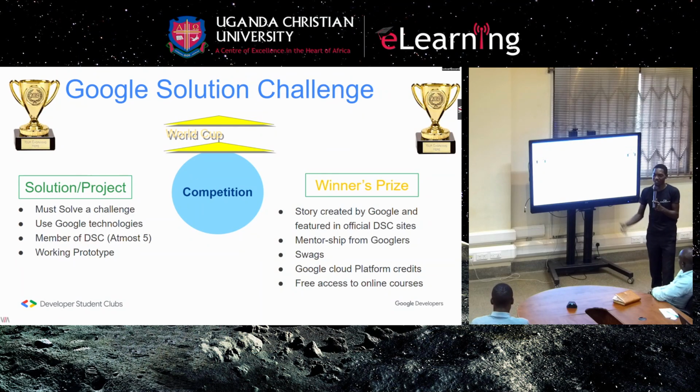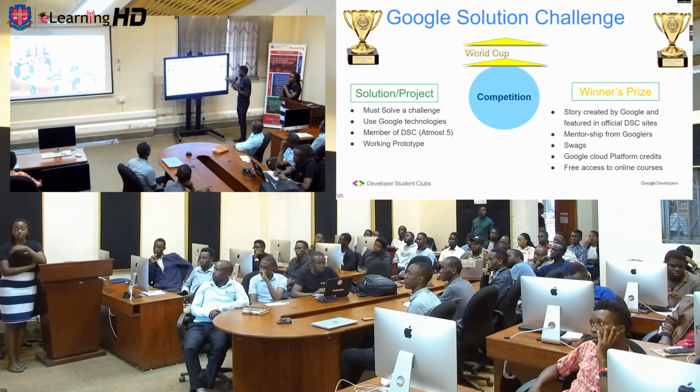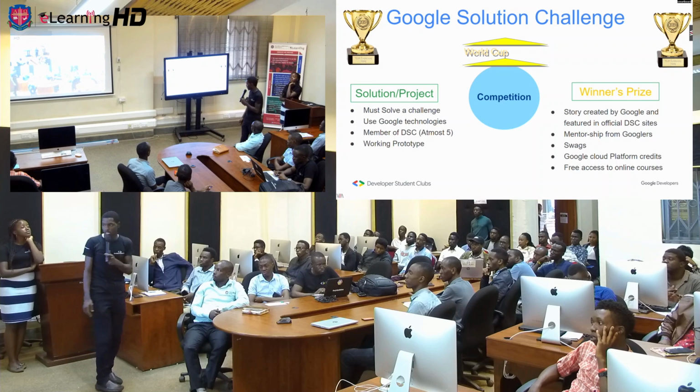However, if you have your idea and it's hard to implement, you can also try it and submit. Like in UCU, you can submit around 10 projects, 20, 30, it depends. Just try your luck. Remember it's a competition. If you win, if UCU wins, a story will be created by Google, and it will be featured on the official websites of Google.